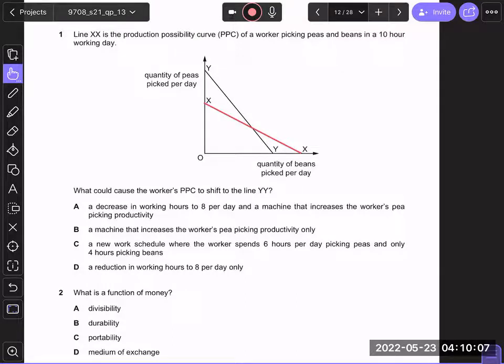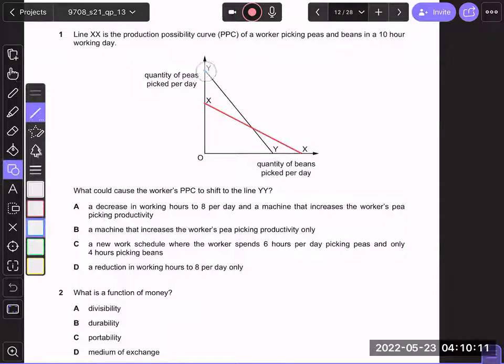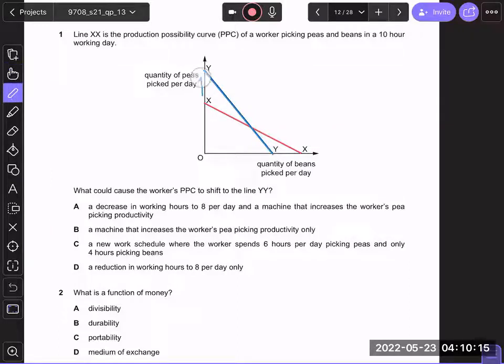Now what is happening? The line is shifted to Y. That means the quantity of peas picked per day is increasing, while the quantity of beans picked per day is falling. So what is happening? A, a decrease in working hours to 8 per day, and a machine that increases the workers' pea picking productivity.